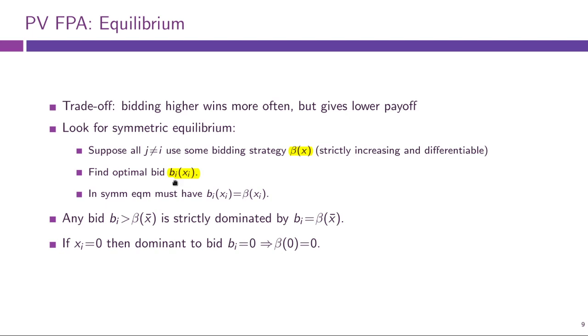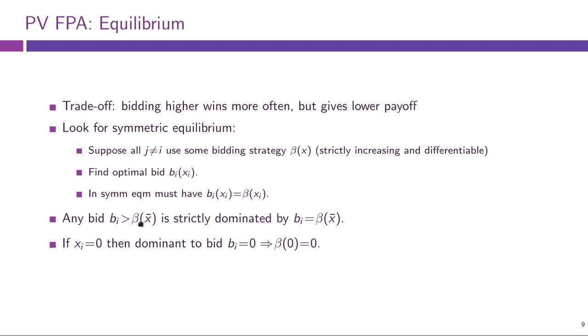And then we will have a fixed point problem. So in symmetric equilibrium, it must be that the two functions coincide. The b_i of x_i must be exactly this equilibrium strategy. So we'll have this fixed point problem with respect to beta, and that'll be the hardest part. So first, a few preliminary steps.